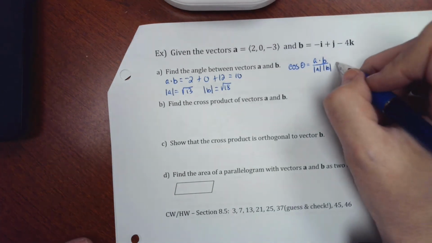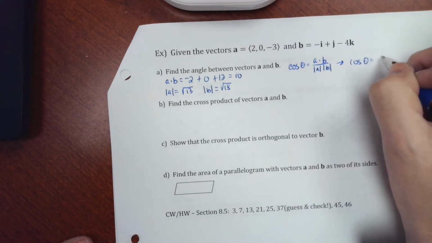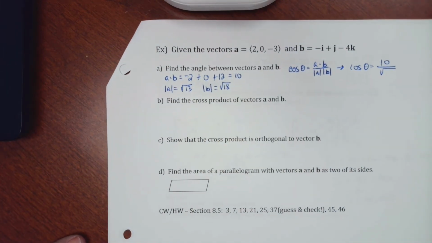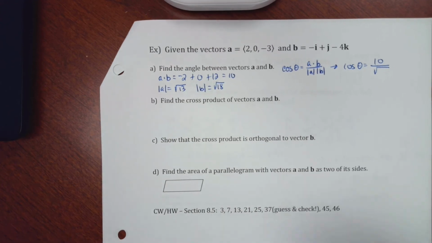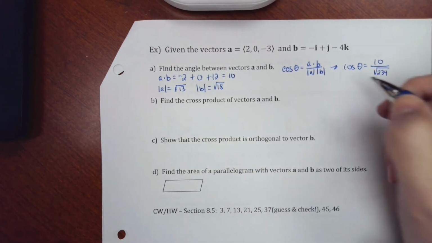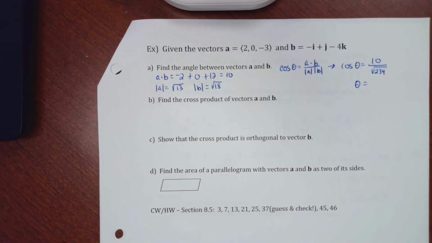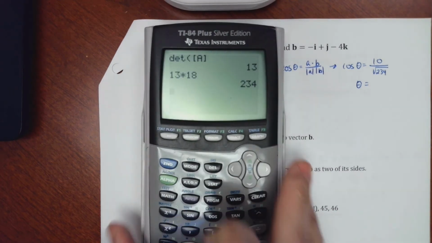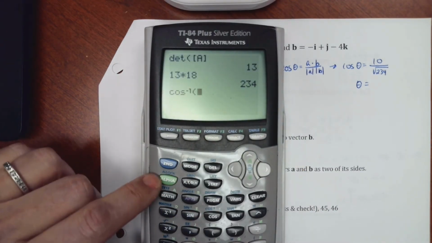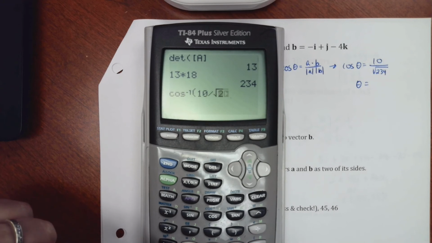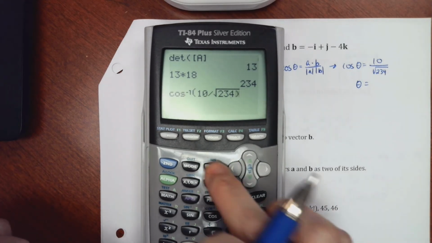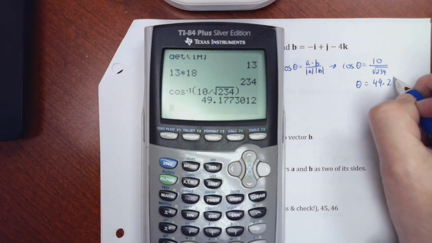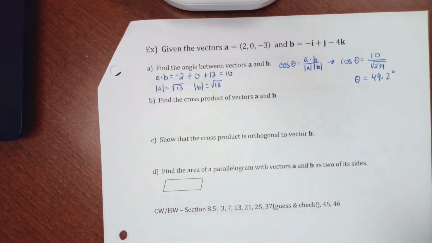All right, so let's do our formula. Cosine of my angle is 10 over the square root of, what is 13 times 18? Let's see. So 234. All right, so pop that in your calculator, inverse cosine of that, and you will get, we'll just do it here. Second cosine, 10 over square root of 234. 49.2 we'll say. So that's the angle between the two 3D vectors.